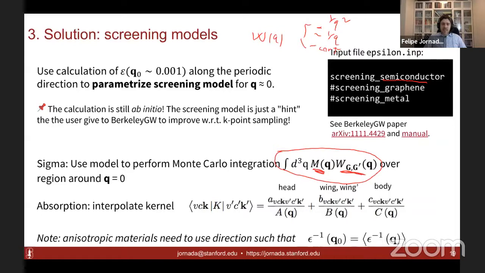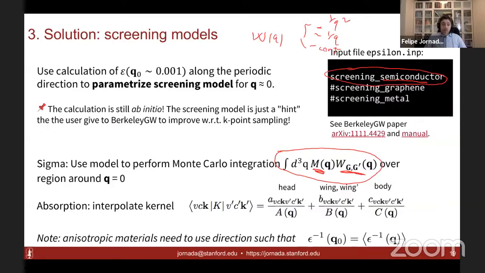I want to emphasize that this sort of hint and this model that we use to solve this integral is still fully ab initio. We're basically trying to help the code make sure that your calculation converges faster with respect to k-point sampling, but your results should not depend on the details of your models if you actually converge your calculation. But anyways, always make sure that you use the accurate screening model for the code, for the kind of class of system that you have, that is consistent with the density of states, and always check that the result is converged at the end of the day.